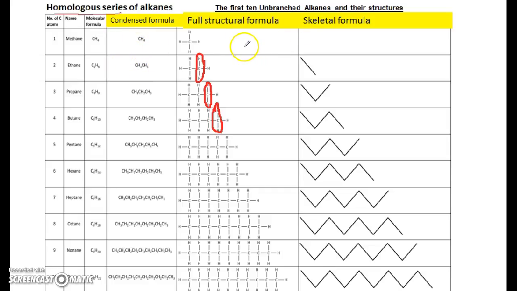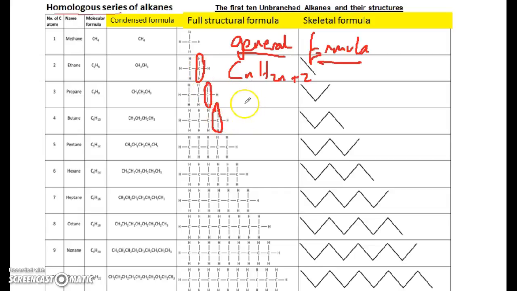So the relationship between the molecules in the homologous series of alkanes is that they're a series of molecules with the same general formula. So the general formula is CnH2n+2, and they differ from each other by a CH2 unit each time. Homologous series: same general formula, but different by CH2 every time.